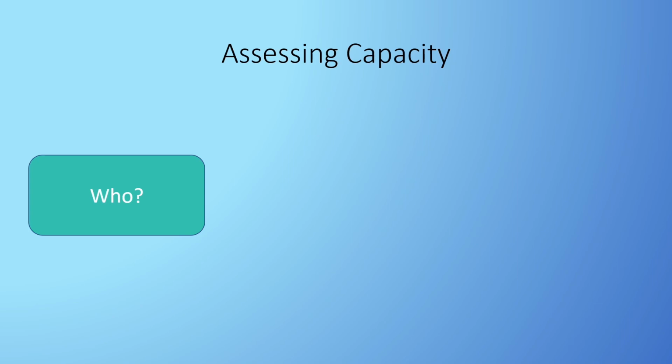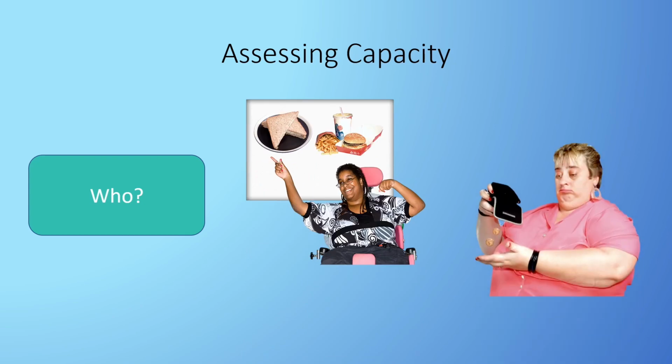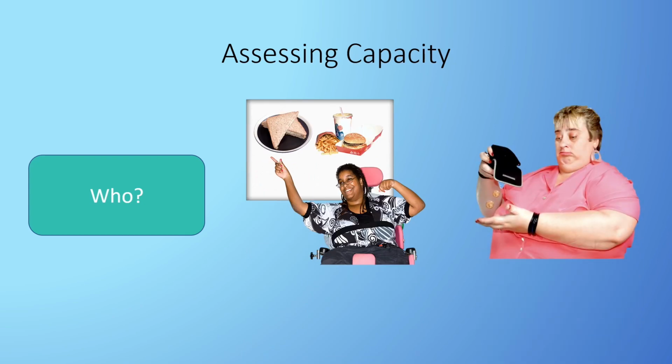It is also important to remember that the Mental Capacity Act works on a decision-by-decision basis. This means that somebody may be able to choose what they want to eat or drink, but may be lacking capacity to decide how they spend their money.